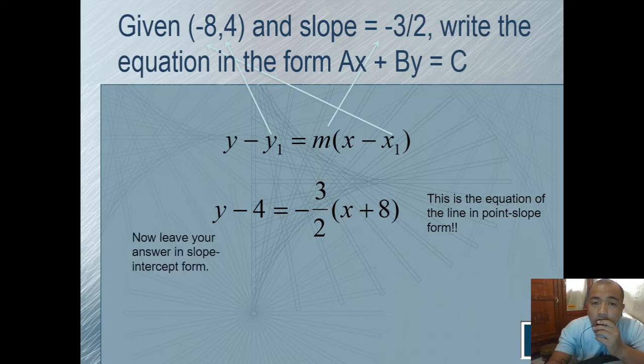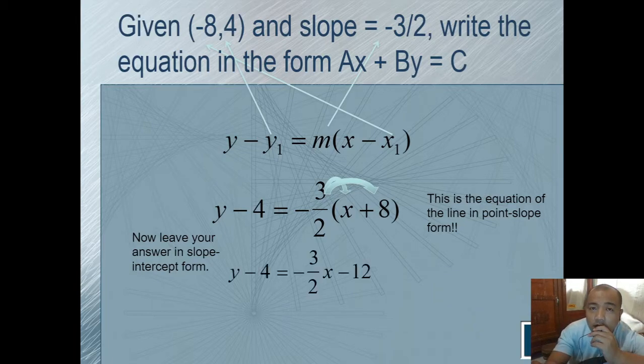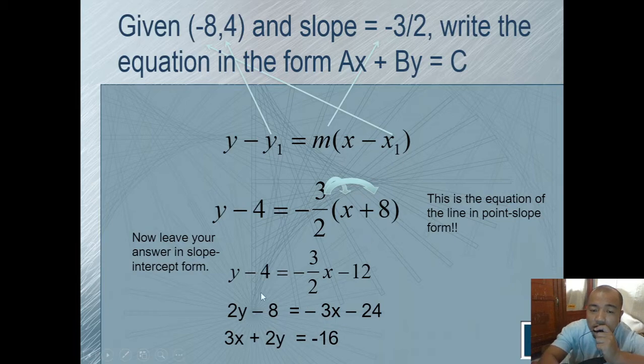And then if we're going to transform this to the form ax plus by equals c, I will first apply the distributive property of multiplication. y minus 4 equals negative 3 halves x minus 12. Then multiply the equation by 2, we have 2y minus 8 equals negative 3x minus 24. And then by transposition, we have 3x plus 2y equals negative 16. Yes, transpose negative 3x becomes 3x plus 2y. Negative 24 transpose negative 8. Negative 24 plus 8 is negative 16.